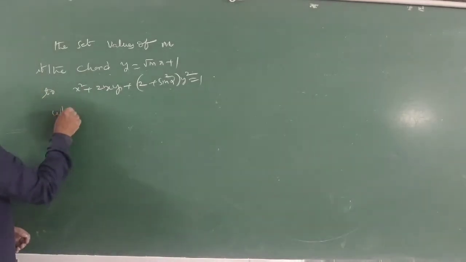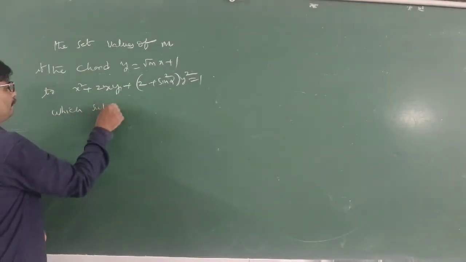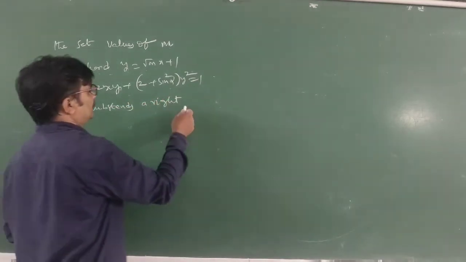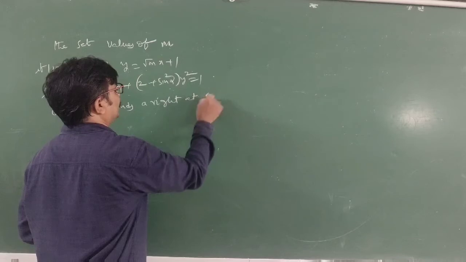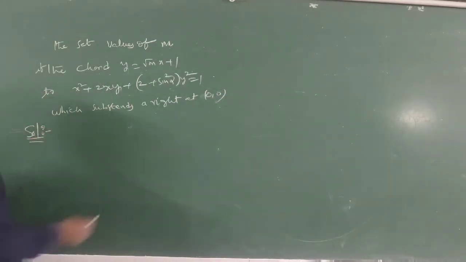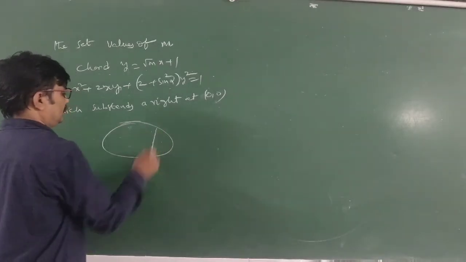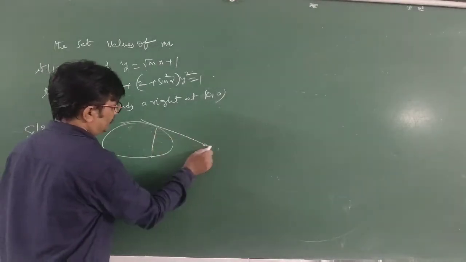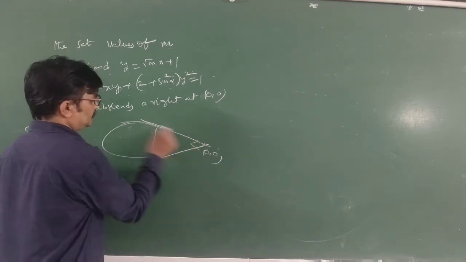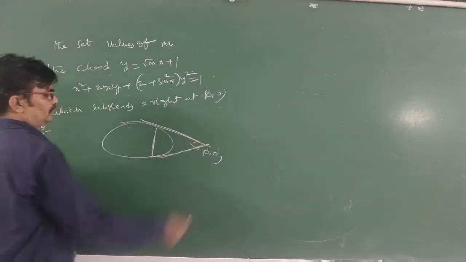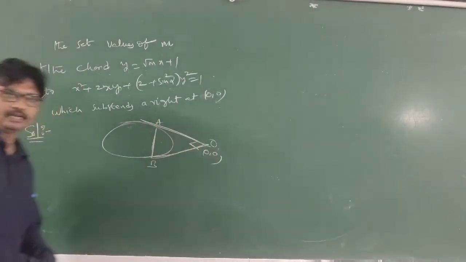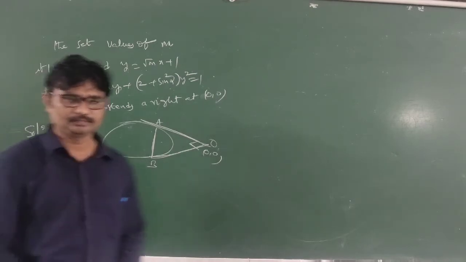So which subtends a right angle at the origin. My dear students, the given equation is the ellipse, and the chord is this one, which subtends a right angle at the origin. So this is O, this is A, this is B. OA and OB are perpendicular. This concept we know from first year.